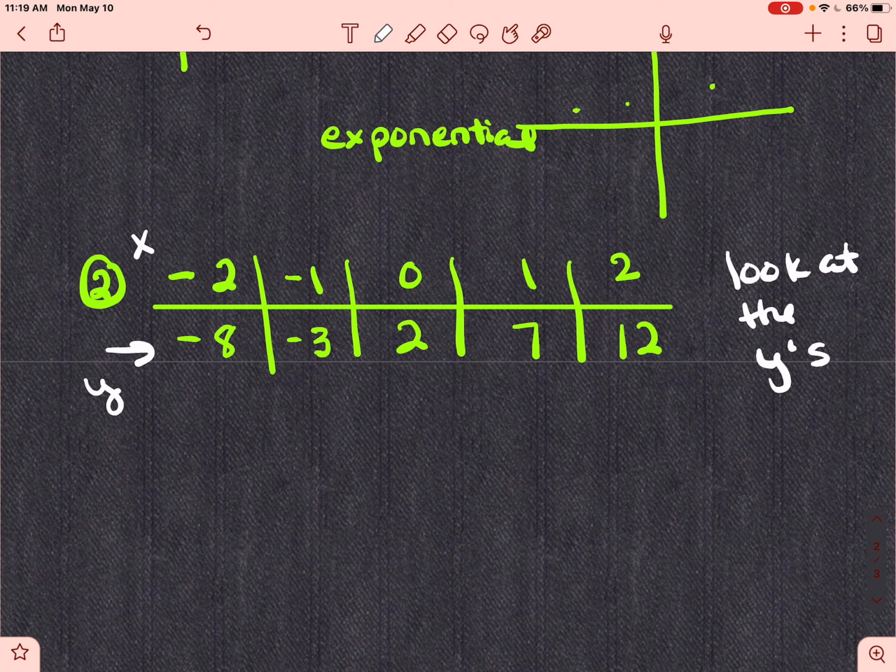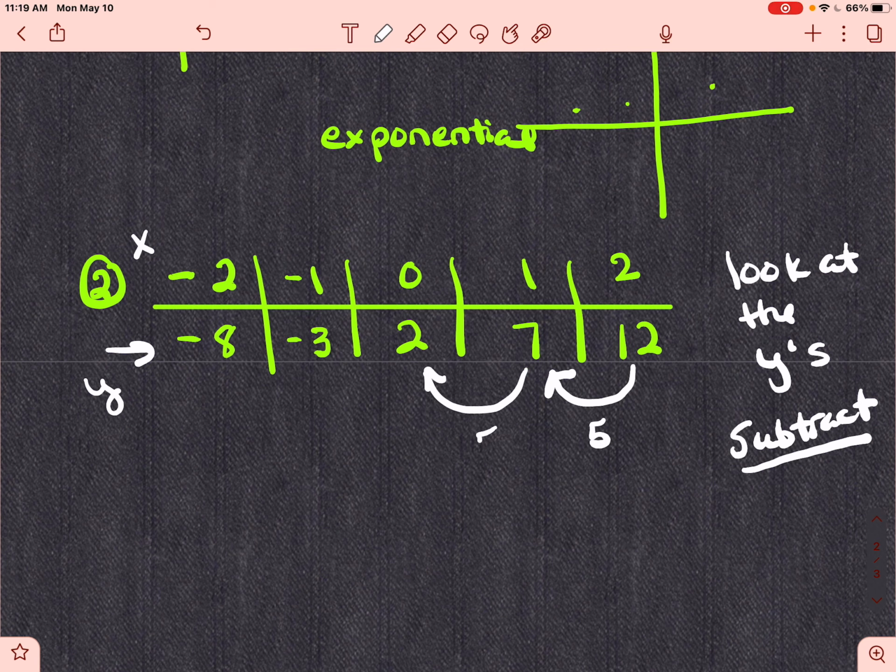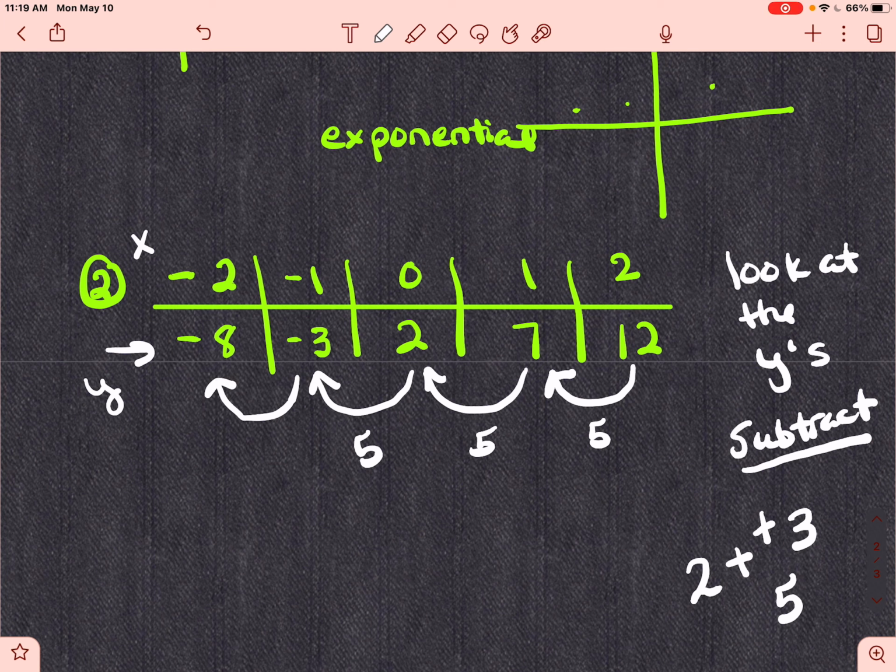And what we're going to do is start at the end of the table, and we're going to do some subtraction. 12 minus 7 is 5. 7 minus 2 is 5. 2 minus a negative 3, don't let the negatives mess you up. 2 minus a negative 3 is actually adding, and that's 5. And then negative 3 minus a negative 8, you'll notice, is also 5.